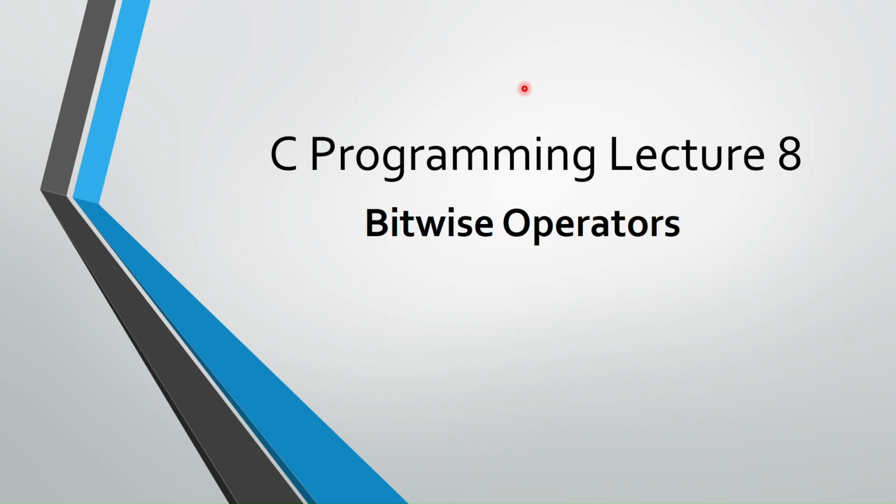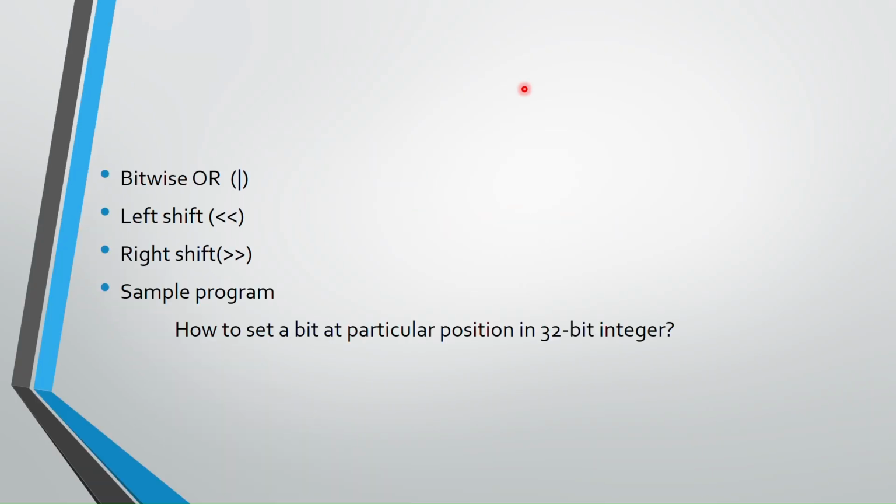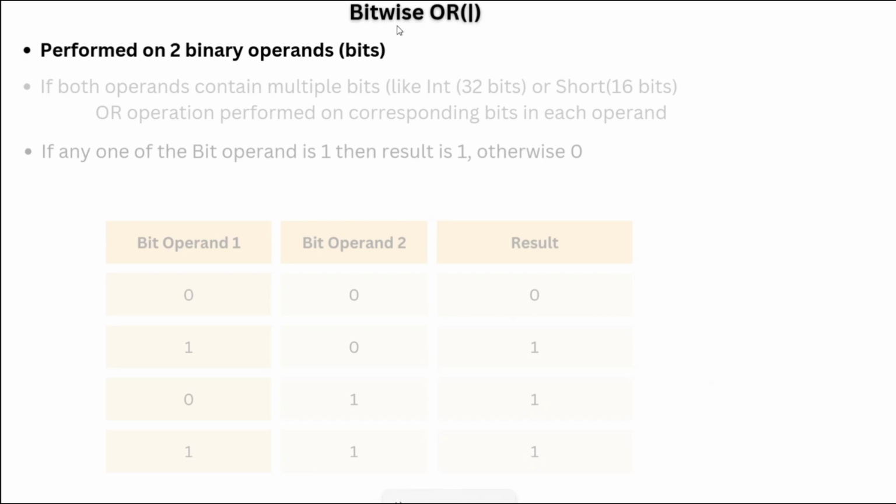Today in C Programming Lecture 8, we will continue with bitwise operators. Here today we will discuss bitwise OR, left shift, and right shift, and we also discuss a small program on how to set a bit at a particular position in a 32-bit integer. So let's continue. Today we will discuss the bitwise OR operation.